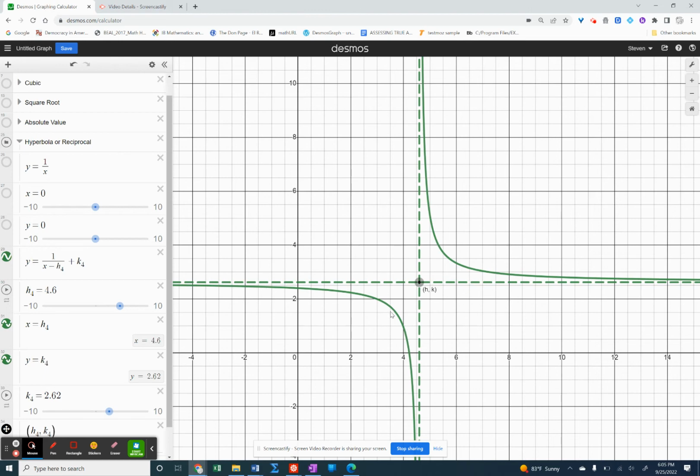So whenever I look at my equation, whatever h is, that's going to be the location of my vertical asymptote. x equals that number will be the vertical asymptote, and then whatever k is, that'll be the location of the horizontal asymptote, y equals that k value. And so we'll always be graphing those vertical and horizontal asymptotes whenever we're graphing a hyperbola or reciprocal graph.